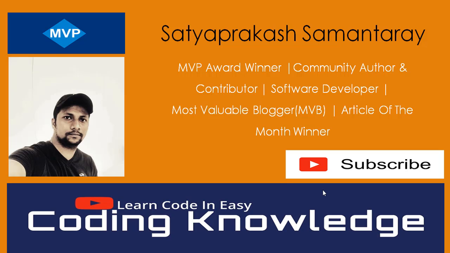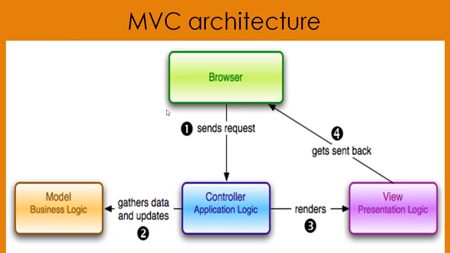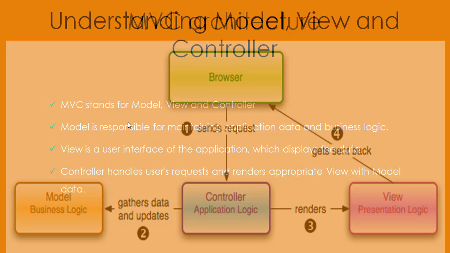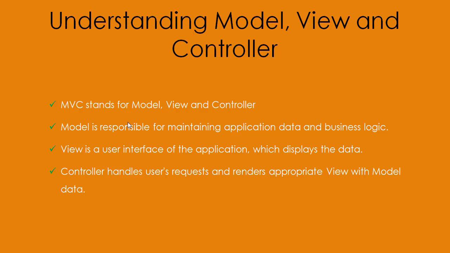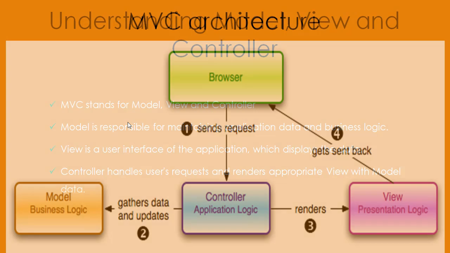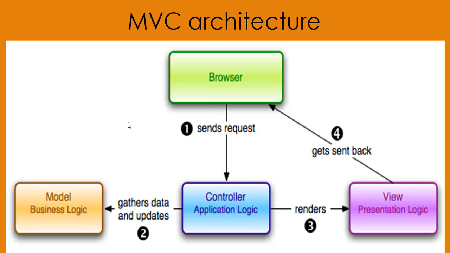We will learn about MVC architecture. What is MVC architecture? MVC architecture contains three things, that is controller, a model, and view. Controller is your application logic part, which contains some application logic like an application layer, and model contains some business logic, and view contains some presentation logic.